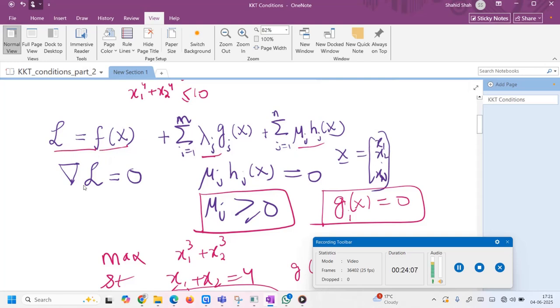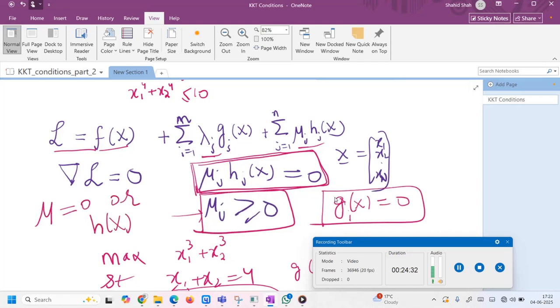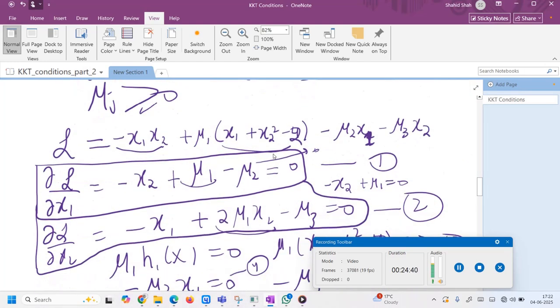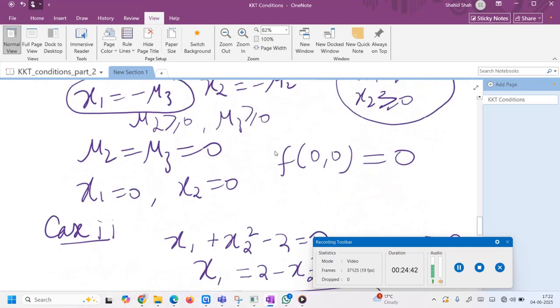Now after forming the Lagrangian, find its gradient and put it equal to 0. The other condition is that for the inequality constraints, the product mu j hj is equal to 0, and these mu j's have to be positive. When solving these equations, take different cases. Suppose mu j and h of x multiply to 0. You can broadly take two cases, either mu is equal to 0 or h of x is equal to 0. That is how you get different cases in KKT. So this is all about KKT, and this also ends our discussion on optimization.